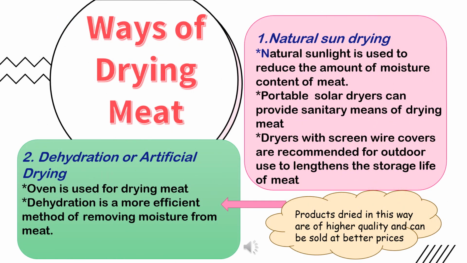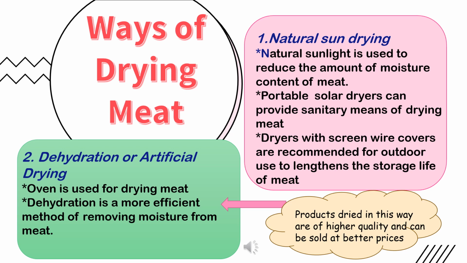Ways of drying meat. 1. Natural sun drying. Natural sunlight is used to reduce the amount of moisture content of meat. Portable solar dryers can provide a sanitary means of drying meat. Dryers with screen wire covers are recommended for outdoor use to lengthen the storage life of meat.